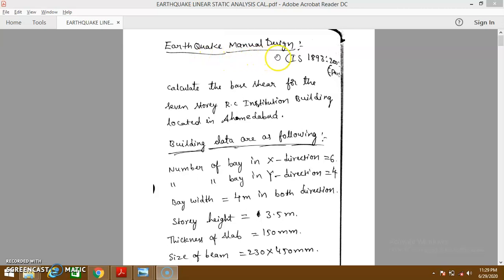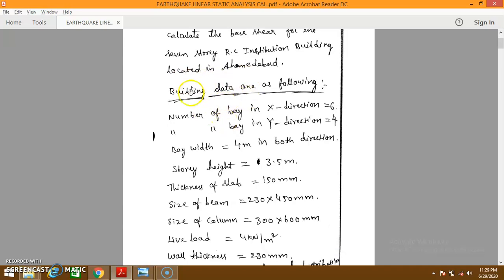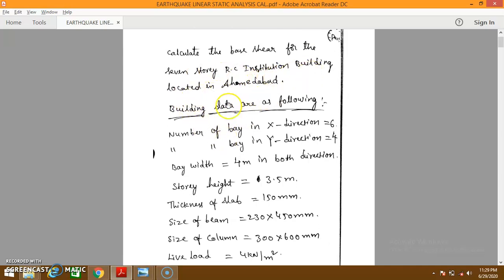In earthquake manual design, IS 1893 2002 Part 1, we use it for buildings. Okay, now we take one problem and see how to calculate the manual design under the equivalent static method. The question is to calculate the base shear for a 7-story RC institutional building located in Ahmedabad. Okay, this is a 7-story building, an institutional building.